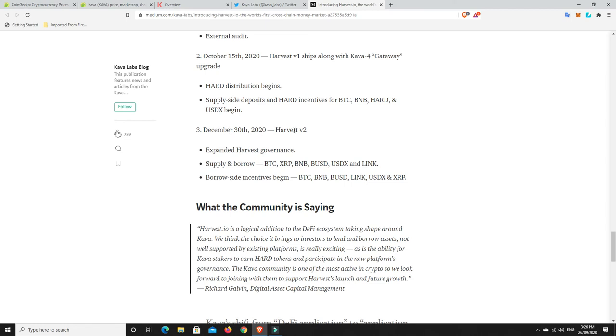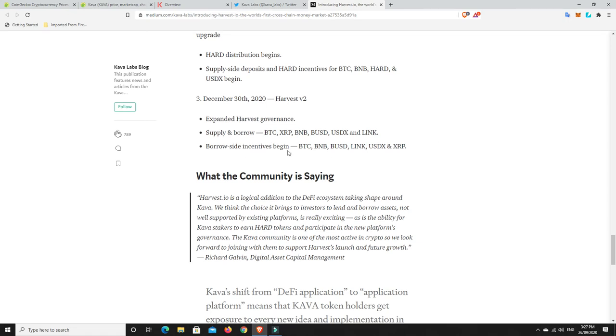December 30th, 2020, Harvest V2, expanded Harvest governance, supply and borrow. So this is what's interesting. Bitcoin, XRP, BNB, BUSD, USDX from KAVA, and LINK. So you're going to be able to use your Chainlink stuff because Chainlink are hooked up with these guys. So put some LINK in, earn some rewards on it. Sounds pretty good to me. Borrow side incentives also begin after December 30th.